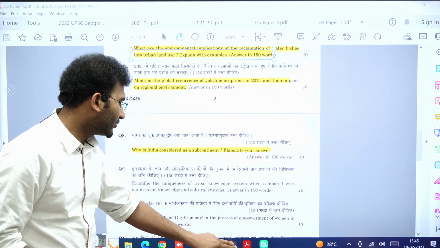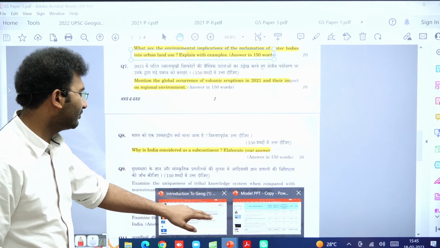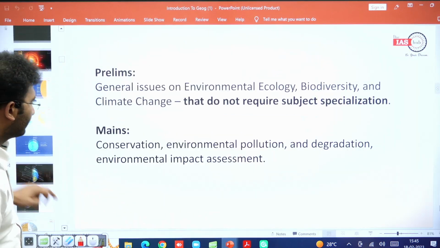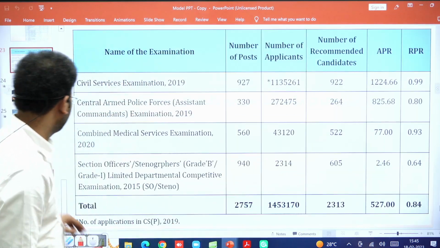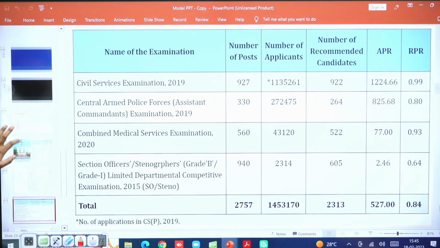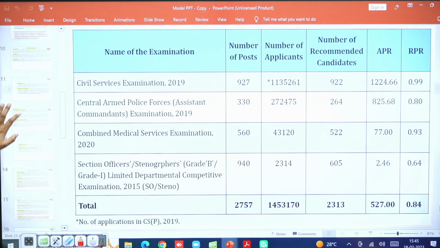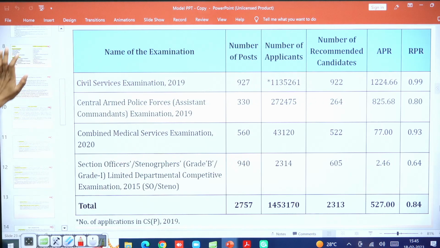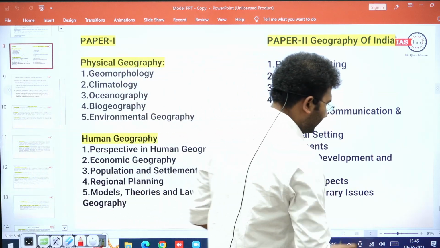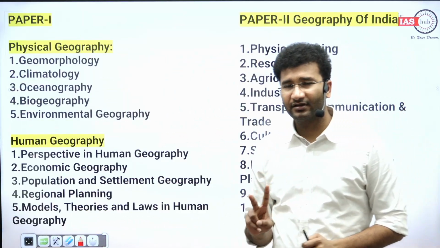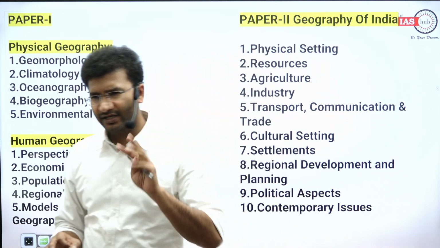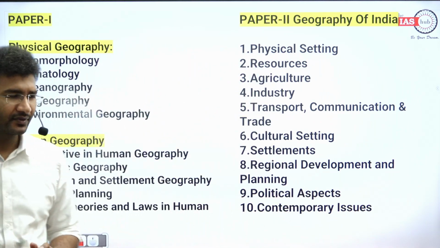I'll be showing you that your geography optional can broadly be categorized into 10 different chapters in paper 1 and 10 different chapters in paper 2. See, your geography optional has 20 chapters. Any optional subject you choose has 20 different chapters.